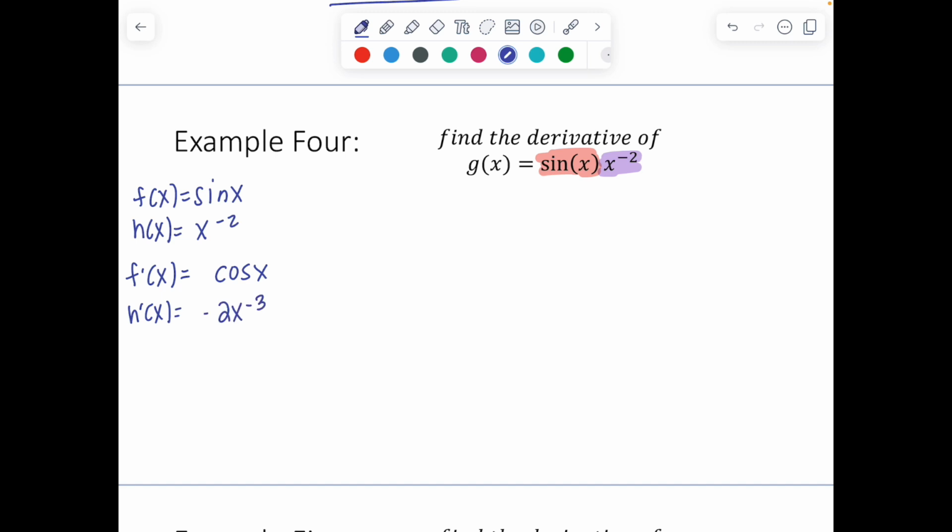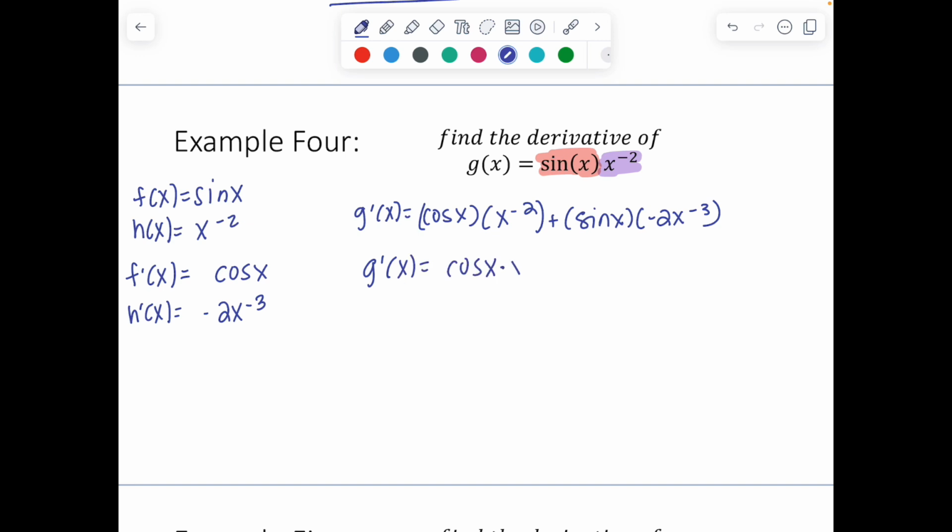So now I'm just going to plug in, and I'm not going to write it out this time because I want you guys to get used to not, but it's the derivative of the first function, so that is going to be cosine of x, times the original second function, which is x to the negative 2 power, plus the original first function, which is sine of x, times the derivative of the second one, which is negative 2x to the negative 3 power. Because I started this problem with negative exponents, when I simplify it, I'm just going to leave the negative exponents because that's how it was given to me.